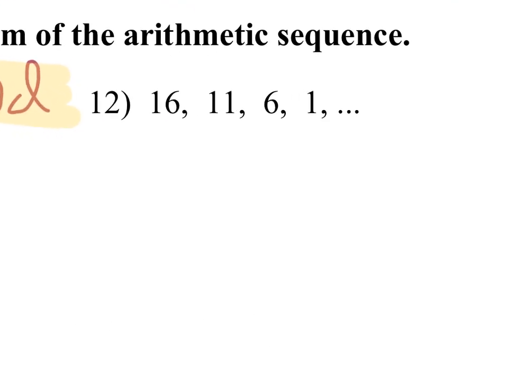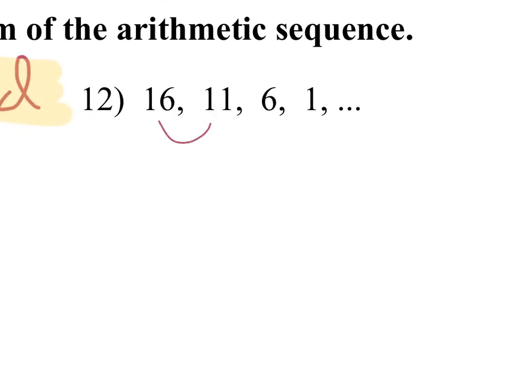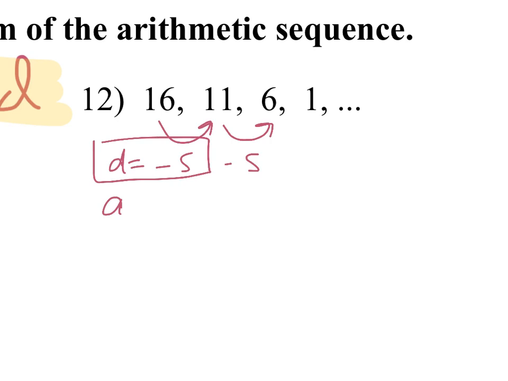Now for number 12, we do the same thing. We need to find our common difference. So to go from 16 to 11, we're decreasing, so we are subtracting 5. To go from 11 to 6, again, we're subtracting 5 and subtracting 5. So our common difference is -5. We need to keep that negative with it. So we plug everything in.